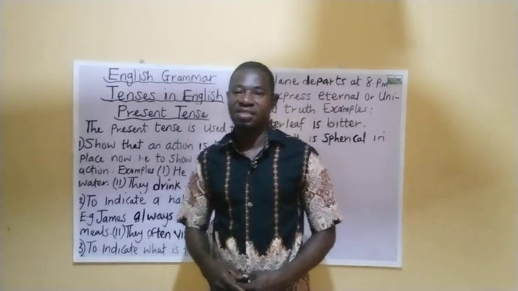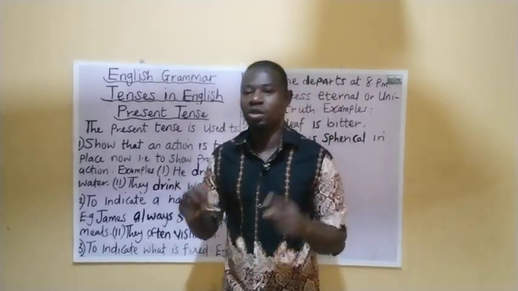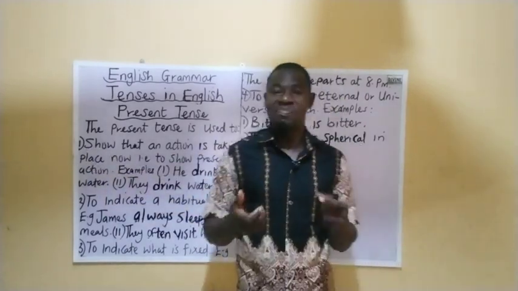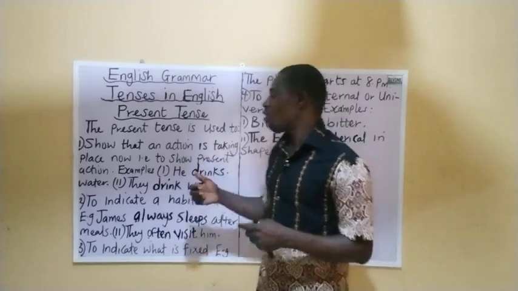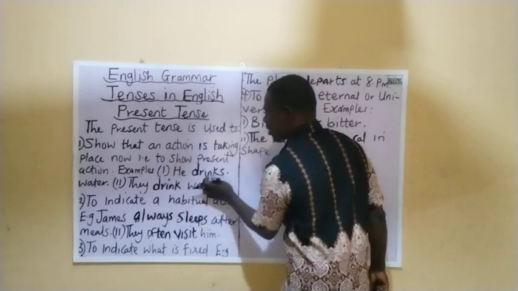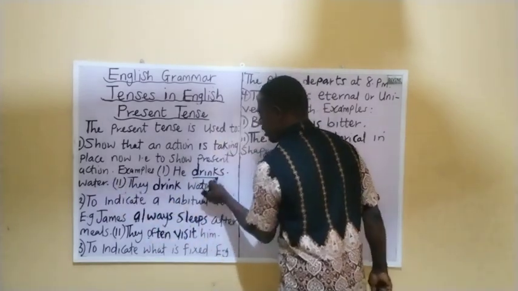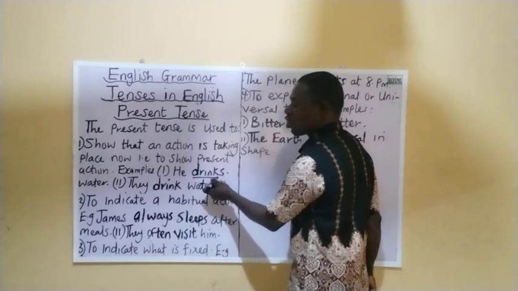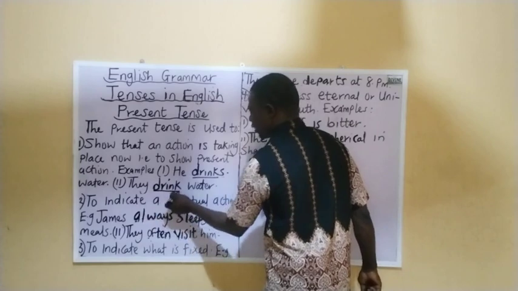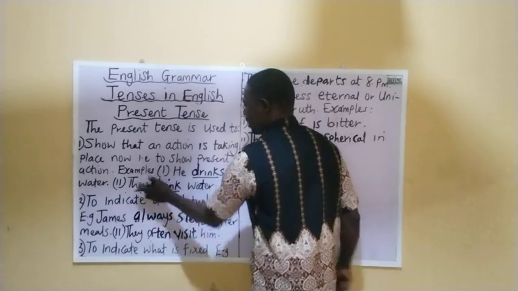The present tense is used to show the following. 1. To show that an action is taking place now. That is, to show present action. Let's see some examples. He drinks water. Drinks here is singular present that agrees with the subject he. They drink water. Drink here is plural present that agrees with the subject they.